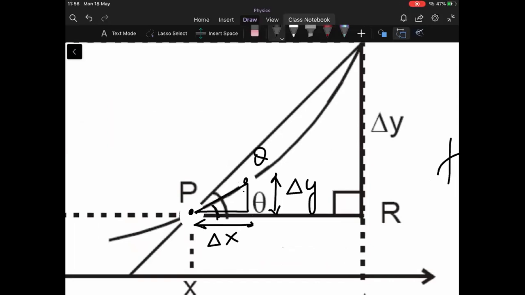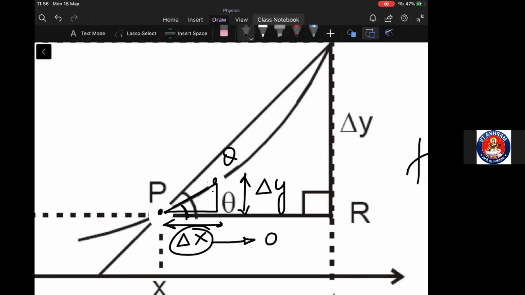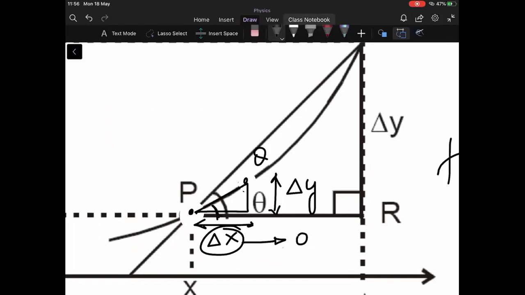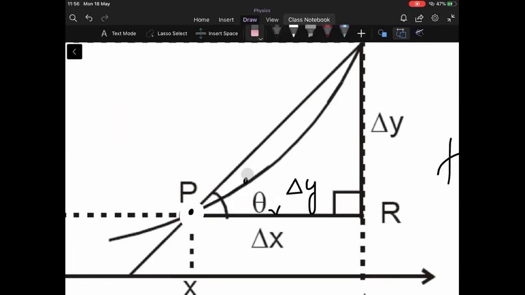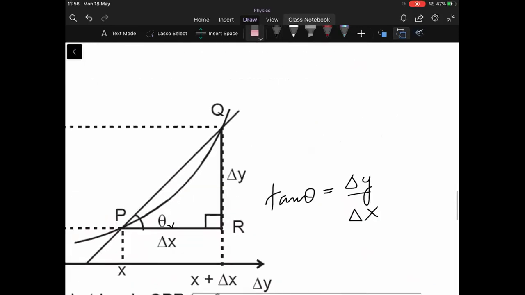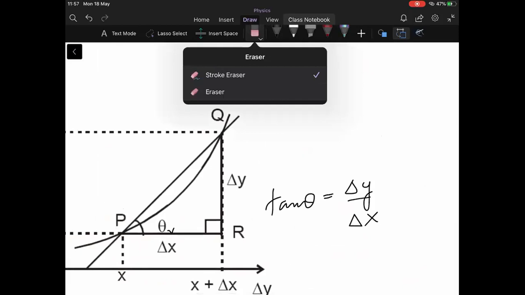Now if I make this delta x tending to 0, that means this value of delta x is almost 0 but not 0. Then listen to me very carefully. The value of delta x is almost 0, but it is not equal to 0. So we call that situation a limiting condition on x. What do we call that? Limiting condition on delta x. What is the limiting condition on delta x?